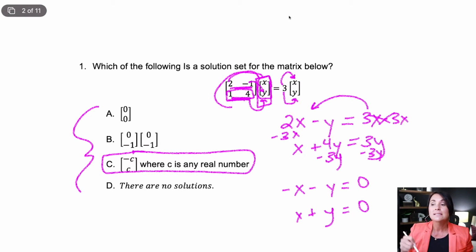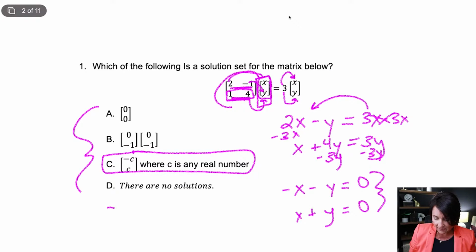Now, when this happens, and typically when you see something like this, and this is the correct answer, by the way, when you see something like c in the answer choices where you have negative c over c, where c is any real number, and then you see this kind of thing setting up, that's going to be your answer, okay? So pay attention when you see something like answer choice C. Now, let me just show you what that means. Basically, this is any number.